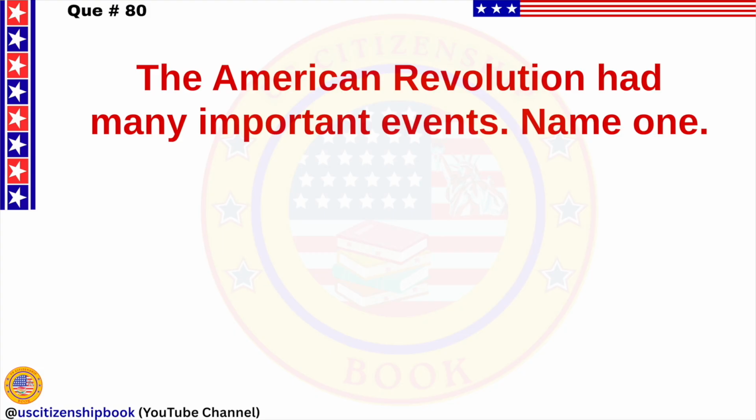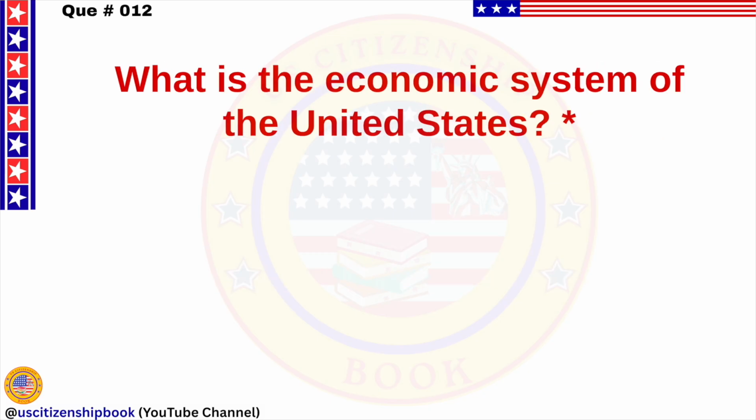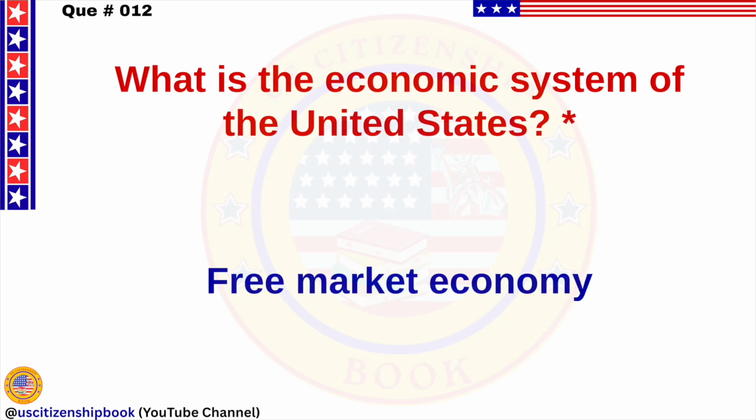The American Revolution had many important events. Name one. Battle of Bunker Hill. What is the economic system of the United States? Free market economy.